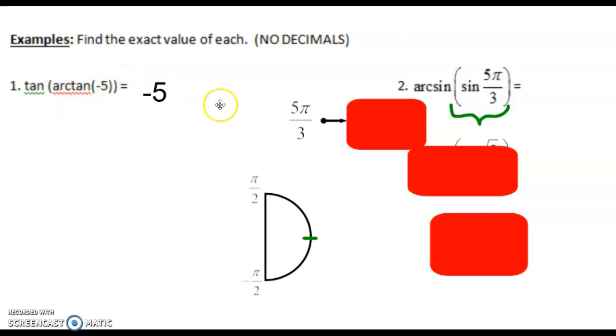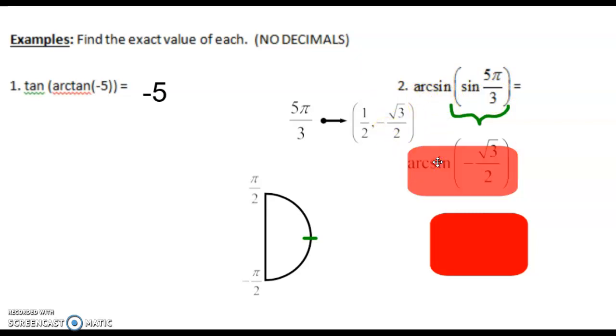So for example, in number 2, the arcsine of the sine of 5 pi over 3 does not equal 5 pi over 3. So let's see why that is not the case. The first thing we're going to do is evaluate this inside function here. What is the sine of 5 pi over 3? So we look on our unit circle and we see the coordinates of 5 pi over 3 are 1/2 and -√3 over 2. Therefore, the sine is just the y value of that. That's just -√3 over 2.